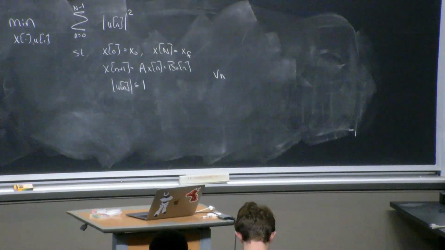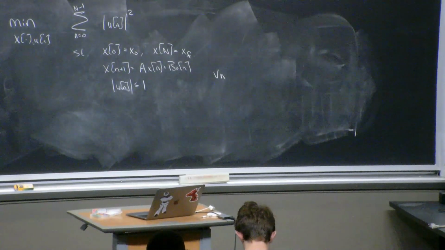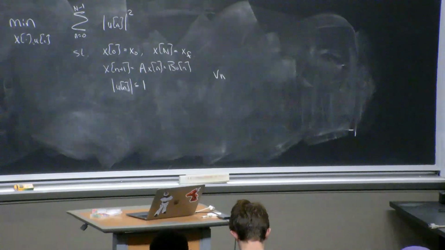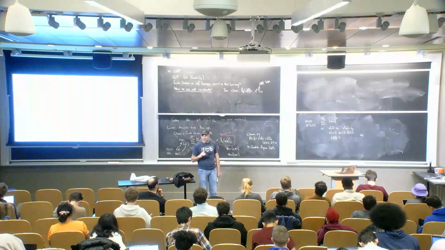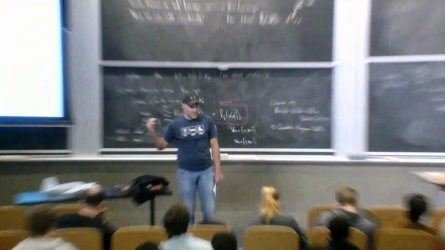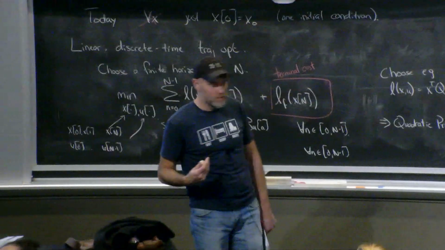That's another way to write it. I want to get to the origin. I want to use not too much energy while I'm doing it, but I want to get there absolutely in capital N steps. And we couldn't have written that before, right? But that becomes available now.